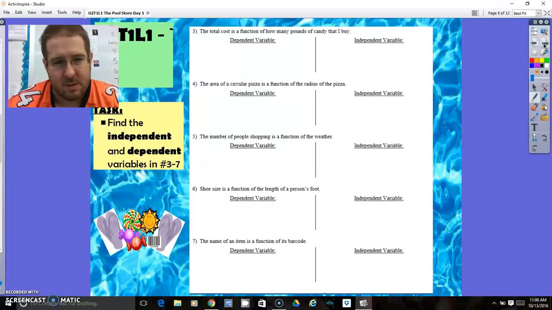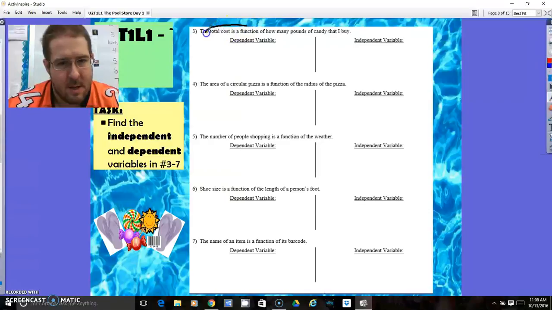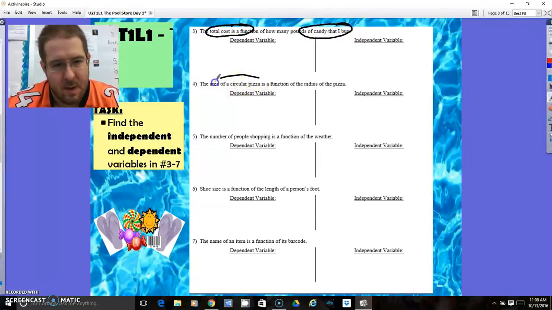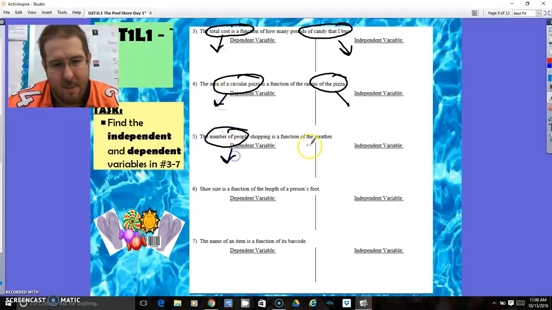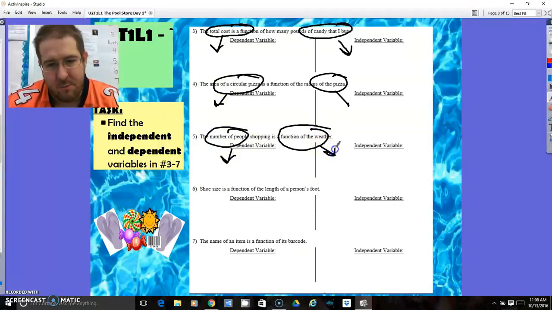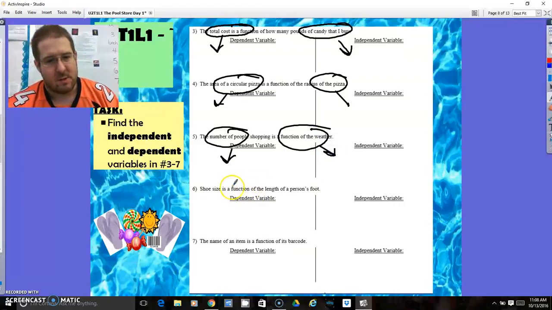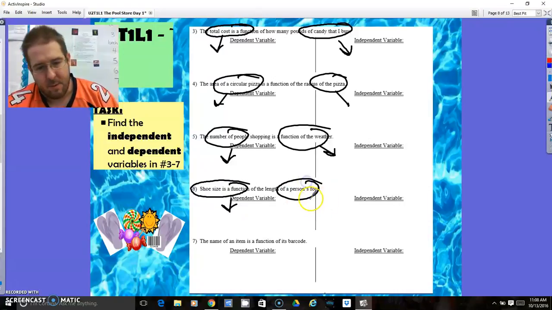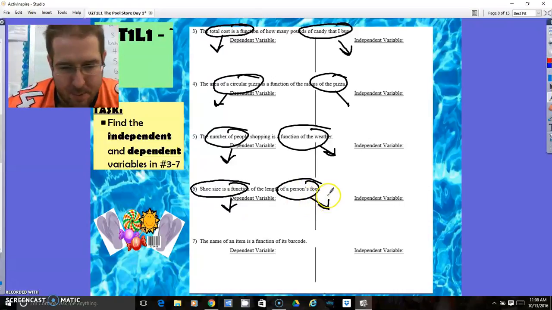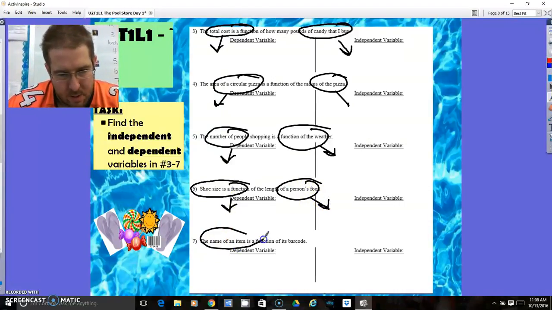All right, so then we went over these questions, and we identified which ones are the independent and which ones are the dependent. Total cost was the dependent, and how much candy you buy was the independent. And the same goes for all of these, and what you should have known is that in all of the functional statements, the dependent came first. Because in order for it to be a functional statement and make sense, you have to say the first one is dependent upon the second. Otherwise, if you say the independent is dependent upon the dependent, it wouldn't make sense.